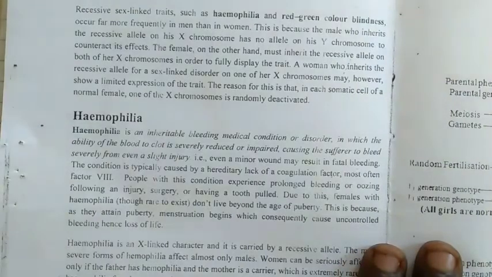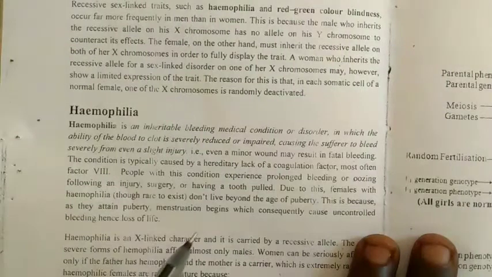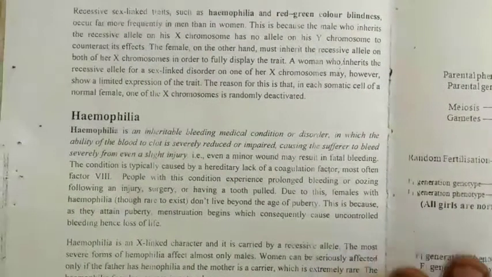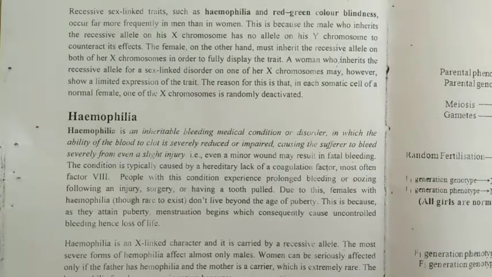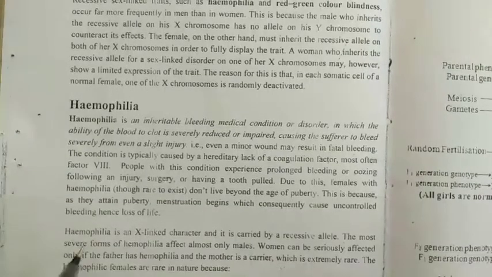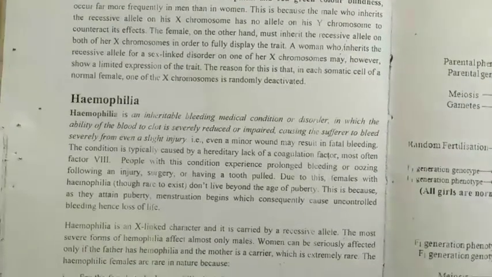Due to this, female with Hemophilia, though rare to exist, don't live beyond the age of puberty. Mtoto akiwa na Hemophilia binti, akifika tu puberty, menstrual cycle moja, anamenstruate mpaka anakufa. This is because when they attain puberty, menstruation begins, which consequently causes uncontrolled bleeding, hence loss of life.